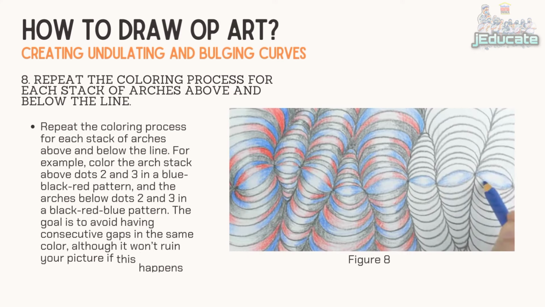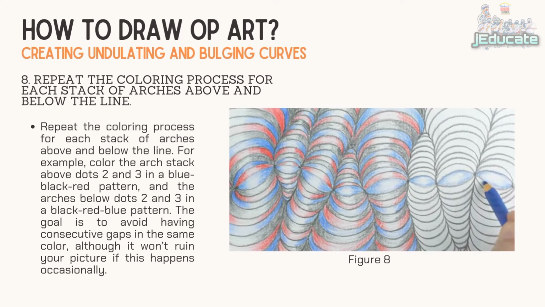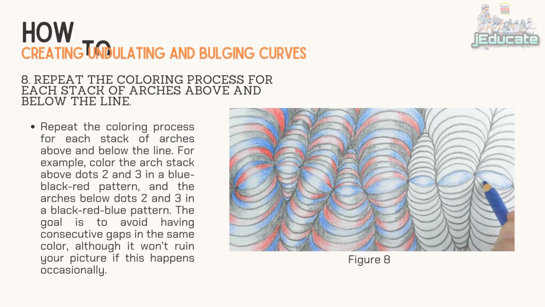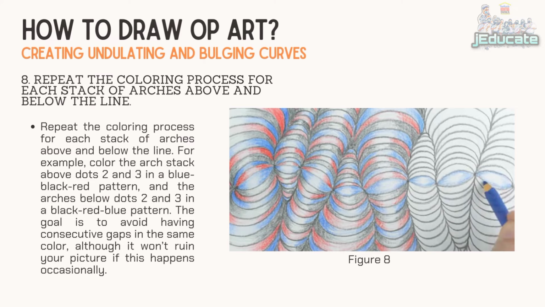8. Repeat the coloring process for each stack of arches above and below the line. For example, color the arch stack above dots 2 and 3 in a blue-black-red pattern, and the arches below dots 2 and 3 in a black-red-blue pattern. The goal is to avoid having consecutive gaps in the same color, although it won't ruin your picture if this happens occasionally.